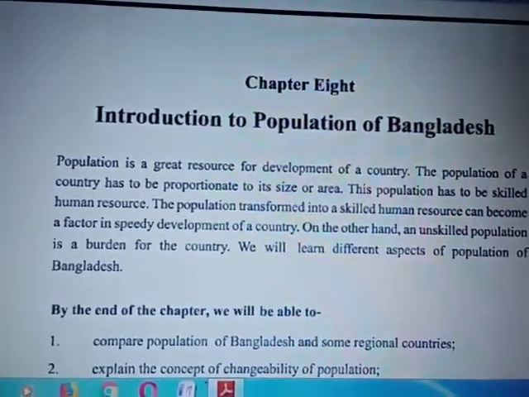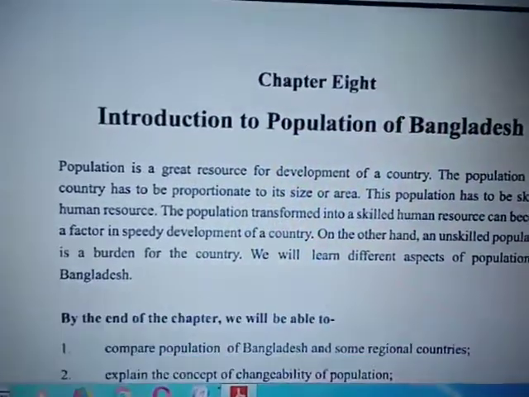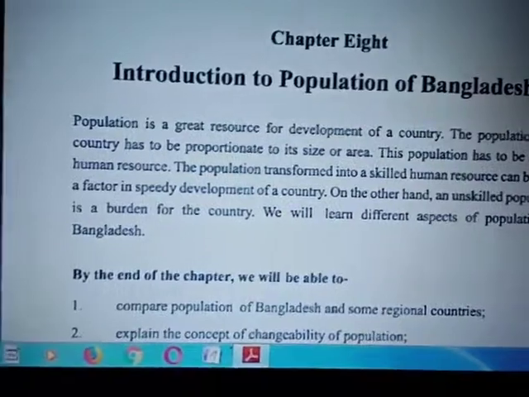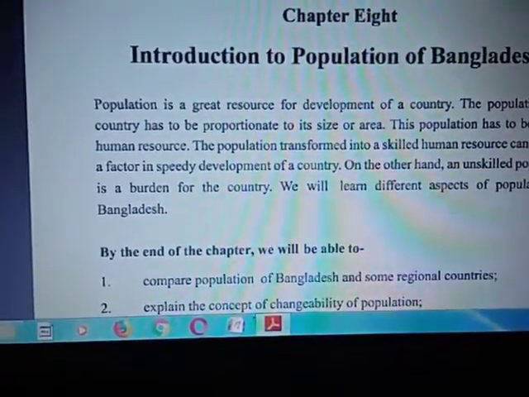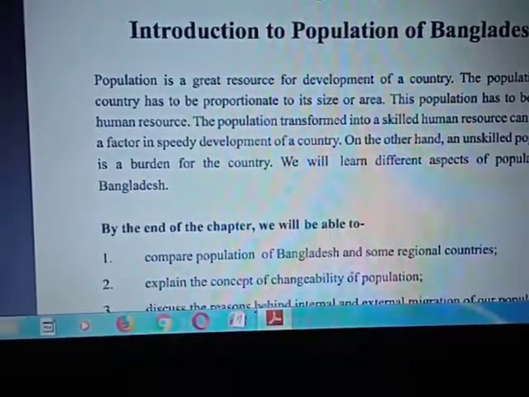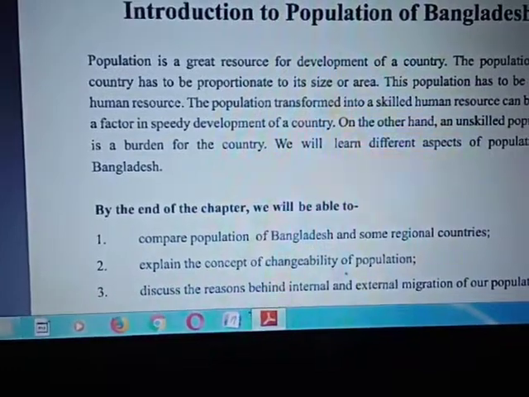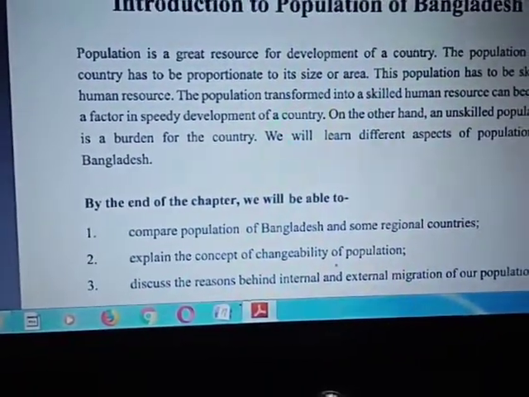Today I am going to discuss chapter 8, Introduction to Population of Bangladesh. Population is a great resource for development of a country. The population of a country has to be proportionate to its size or area. This population has to be skilled human resource.